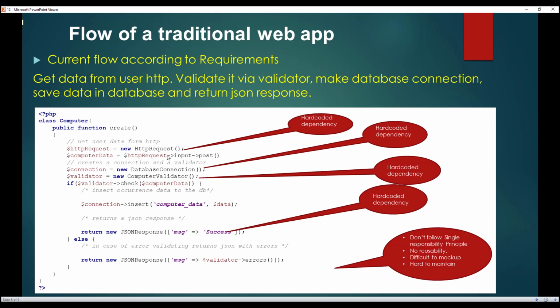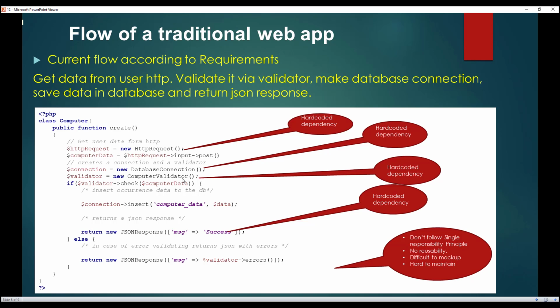I get computer data from the post method, and here is another hard-coded dependency, which is a database connection. It provides me a connection to my database, either MySQL or Postgres. Here is also a hard-coded dependency because in the definition of this class there will be only a mechanism to connect only one database, either a relational database like MySQL, Postgres, or a non-relational database.